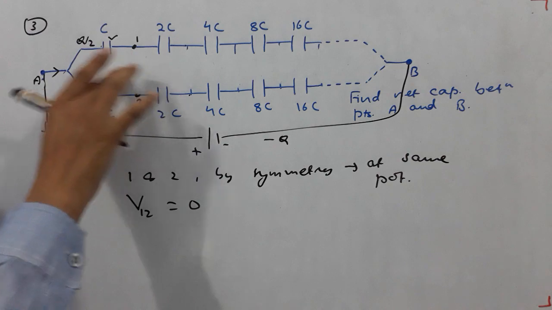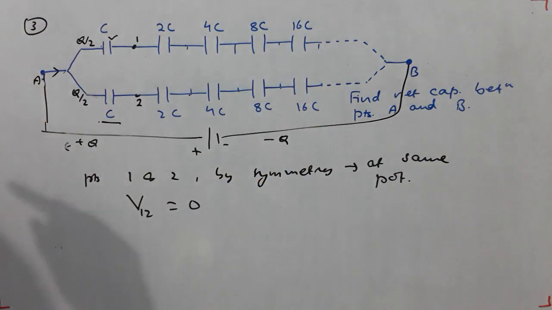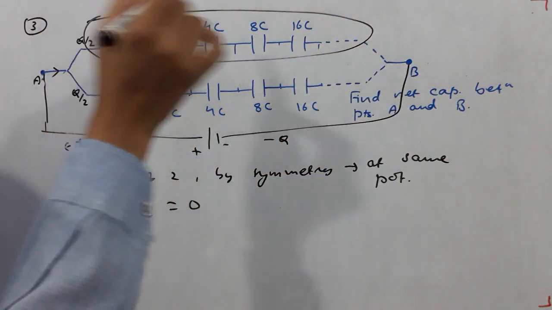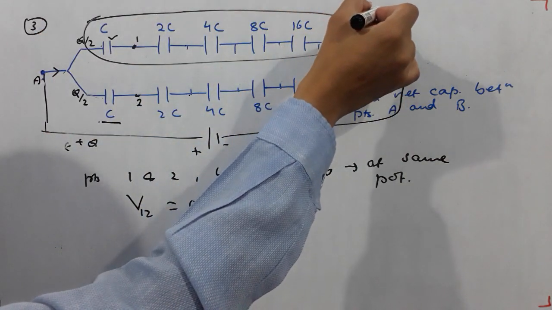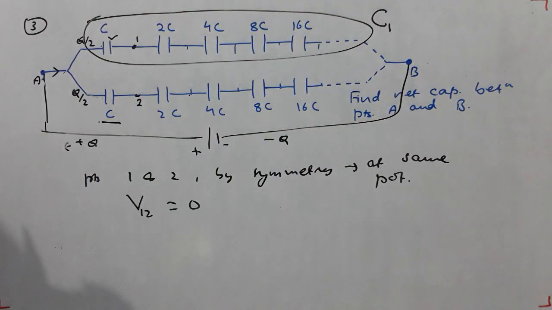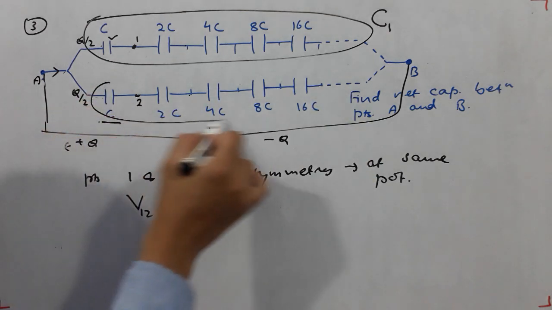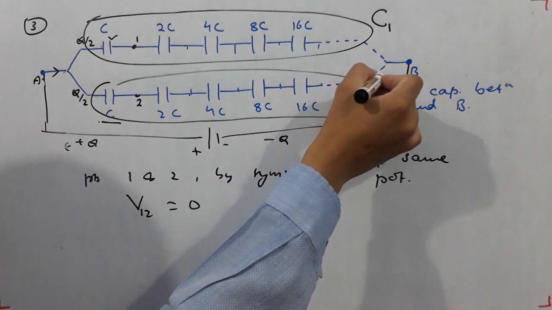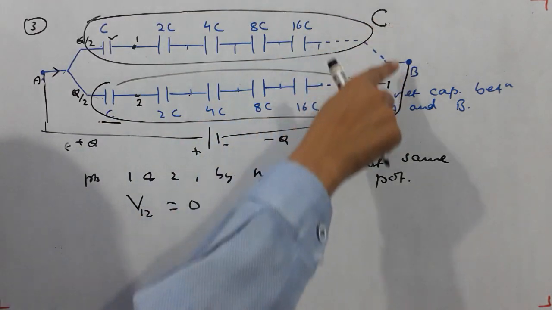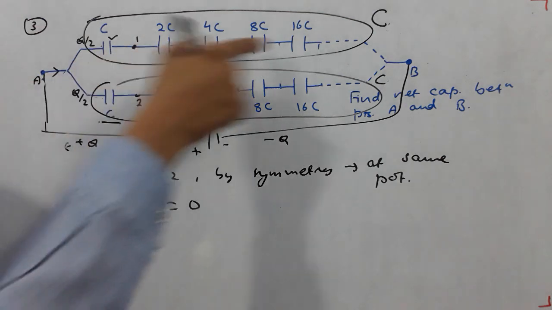Now the remaining circuit, you can see the upper half, they are in series, the lower half also, they are in series. So the upper half of the network, suppose its equivalent capacitance is C1. The lower half is also identical, so its equivalent capacitance will also be how much? C1. Let me call it as C only. This is C, this is C. Let us first find C. So all these are in series.